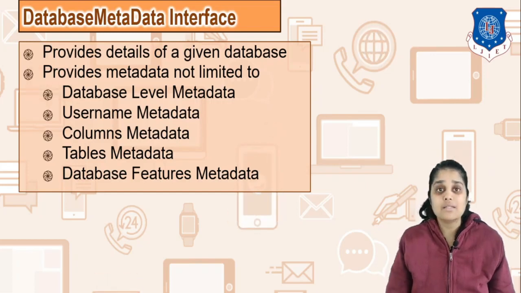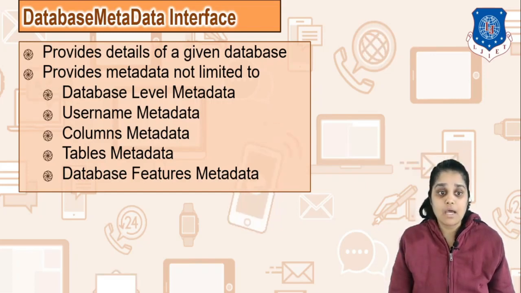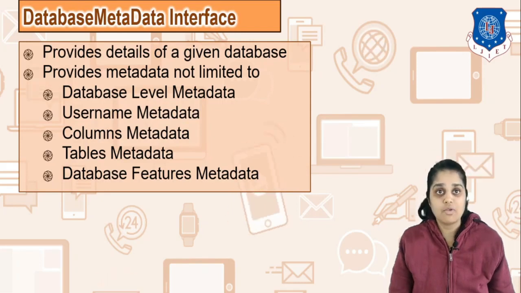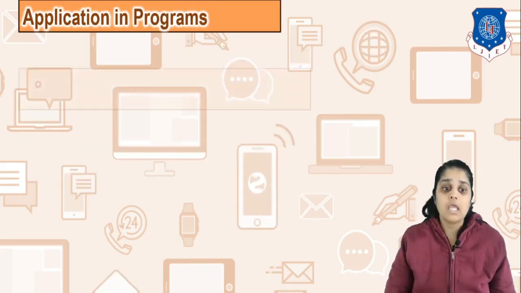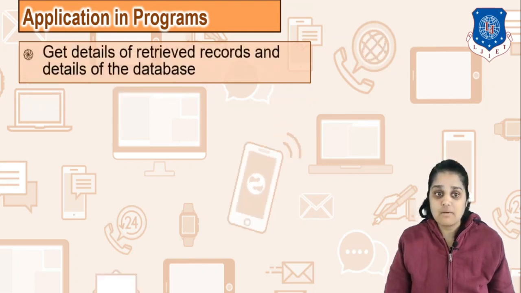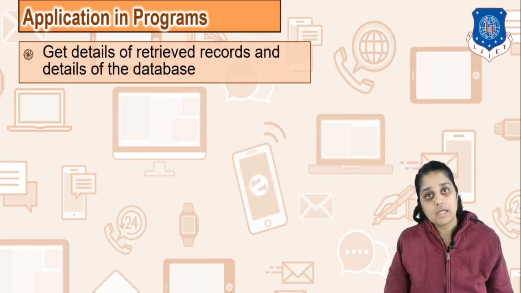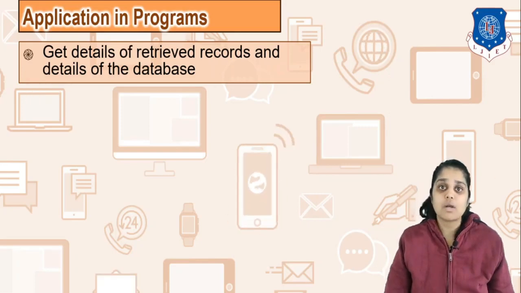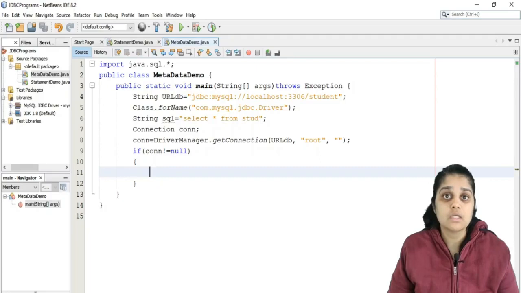All these details regarding the database we can get with the help of the DatabaseMetaData interface. So let's implement the ResultSetMetaData and DatabaseMetaData interfaces via a program. In this program, we are going to get the details of the retrieved records and the details of the database. Let's see this programmatically. We are going to program the ResultSetMetaData interface and DatabaseMetaData interface. Now, the ResultSetMetaData interface is going to tell you more about the results. Let us see how.